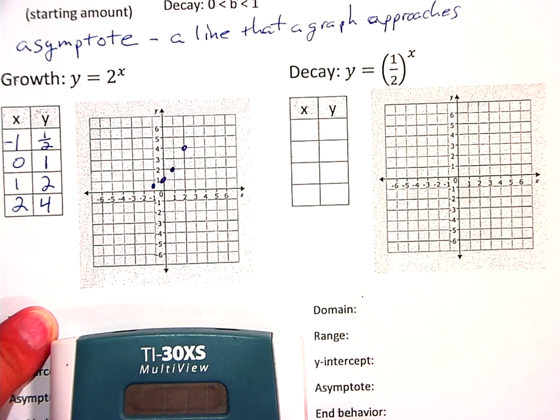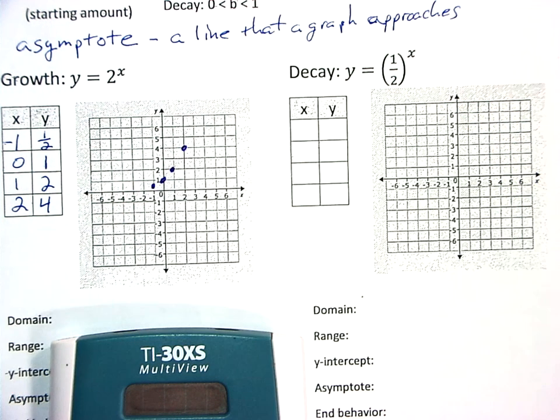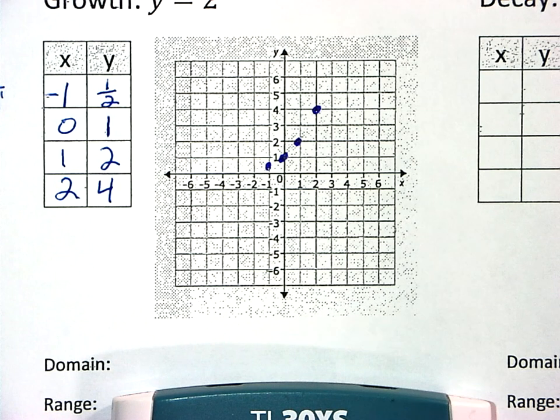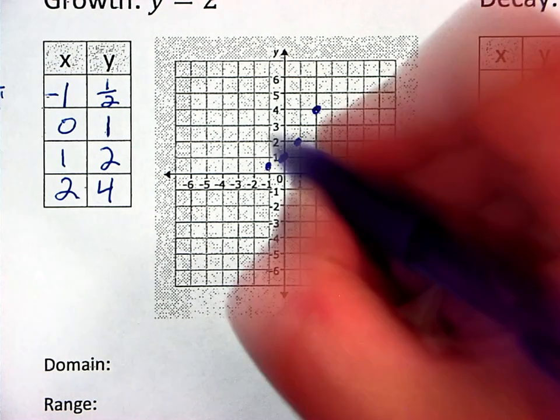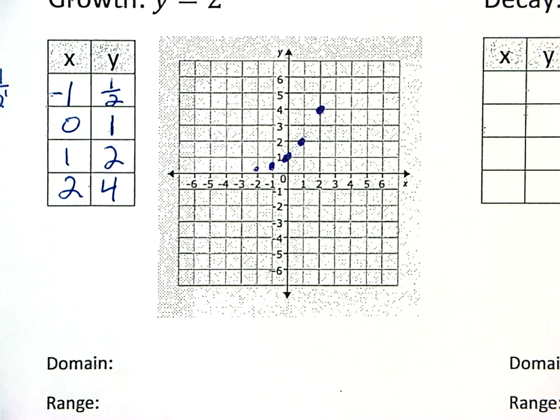Just for fun, I'm going to go to the left a little bit more. So let's look at negative 2. All right, so on my calculator it says negative 2, up a fourth. If you just push the up arrow on your calculator, do the numbers ever go negative? No, they never will. Do you know why they never will?